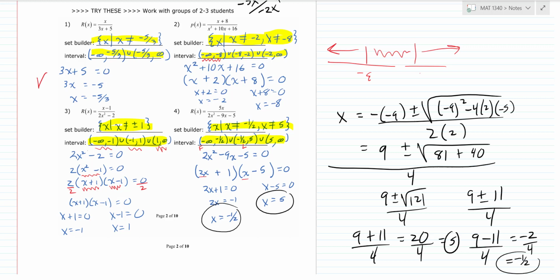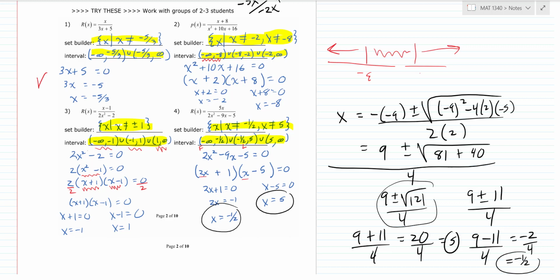I know I'm doing that fast, but I saw what you're doing on your paper. You got to this point here. Now it's just a matter of doing 9 plus 11 over 4, 9 minus 11 over 4. And then, do you have to go backwards to put them into the factors? Yeah, and actually you would probably never do this, but if you were going backwards, it would be x plus 1/2 and then x minus 5. So you get the x minus 5 for sure.